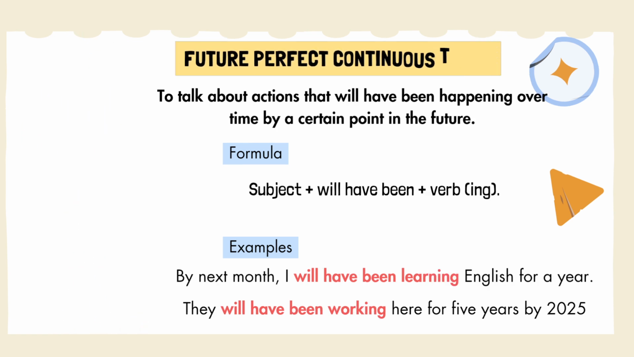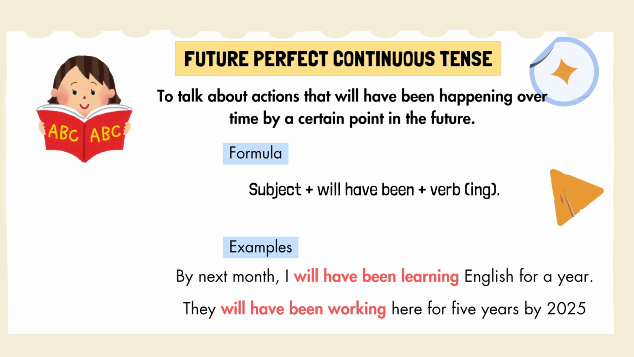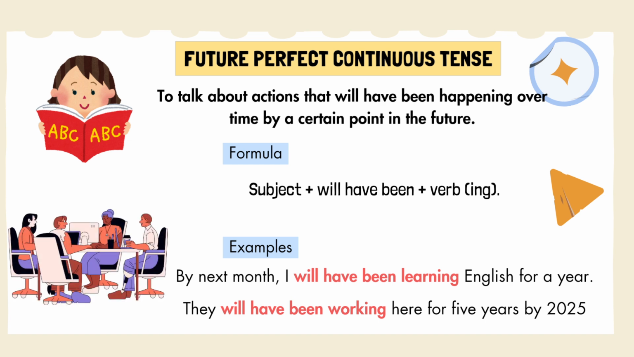Finally, future perfect continuous. To talk about actions that will have been happening over time by a certain point in the future. The formula is subject plus will have been plus verb, ing. For example, by next month, I will have been learning English for a year. They will have been working here for 5 years by 2025. This one focuses on the duration of the action.